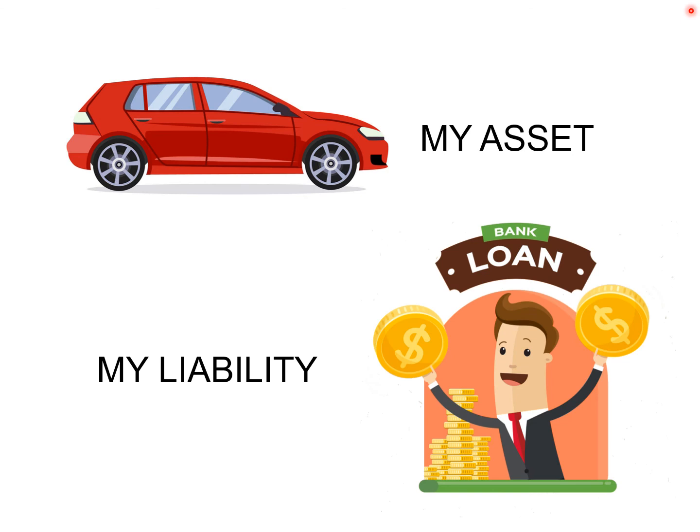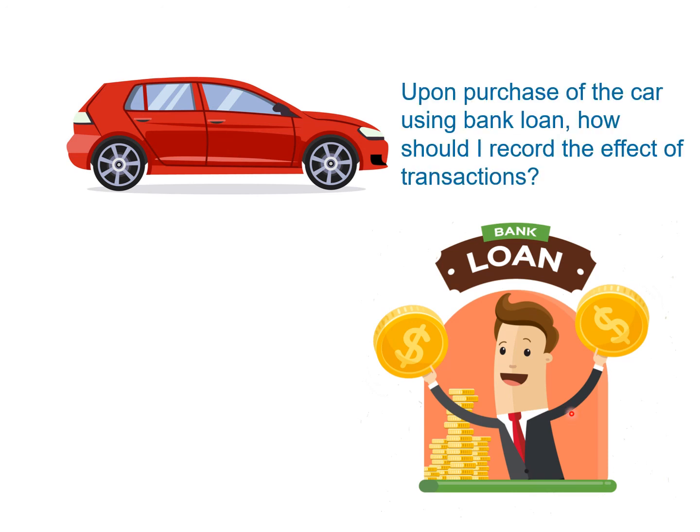So I ada asset dan juga liability. So what is my asset? I ada kereta dan juga bank loan sebab I beli kereta guna loan. So at the same time my asset naik, my liability also naik. Upon purchase of the car using bank loan, how should I record the effect of transaction? Macam mana nak record effect dia? I beli kereta tapi I bukan guna duit I beli guna duit loan. So macam mana nak record transaction effect dia?